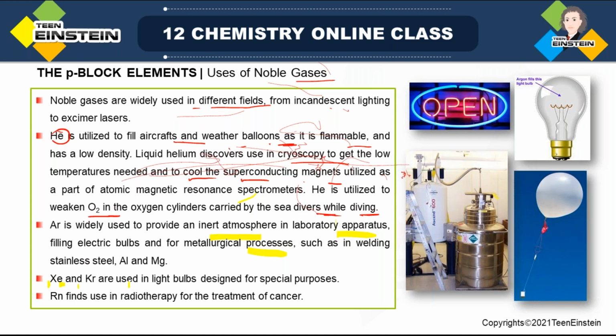After argon, the next two elements, xenon and krypton, are used in light bulbs. And these light bulbs are not just ordinary light bulbs. These bulbs have a special purpose. So the ordinary bulb that you use for household purposes does not contain xenon and krypton. Remember, these are for special purposes. Then the next one, Rn, finds use in radiotherapy because it has radioactive property. That is the reason it can be used for the treatment of cancer also. Okay, any doubt?